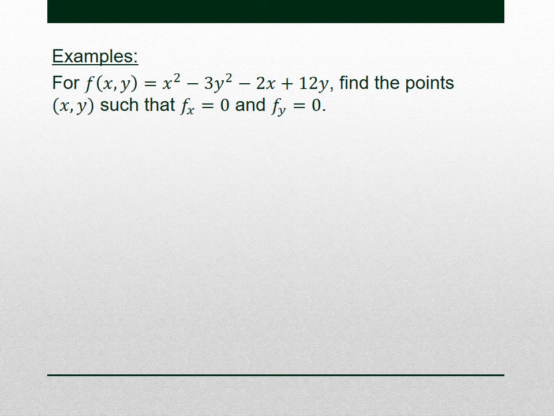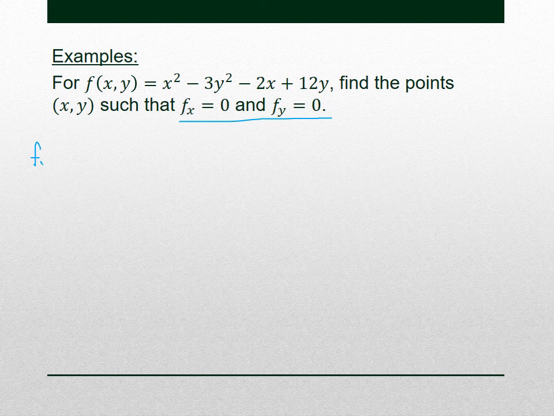All right, let's change it up a little bit here. We've got a function of two variables, and I want to find all the points x comma y so that the first partial derivative with respect to x and the first partial derivative with respect to y are both equal to 0. How do we do that? Well, for this, we'll have to recall some tricks from pre-calc about solving systems of equations. But that's okay. We can remember those as we go.